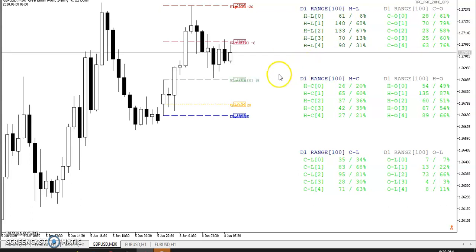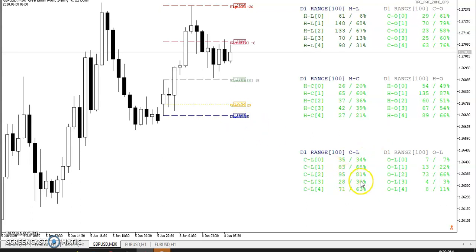And then we also are looking at the high minus the open. Right now we're at 54 pips, 49% have been below that. Open minus low is only 7 pips, 7%. So this is telling me, once again, this price is probably going to range. Those numbers are low. It's when they get up in the 80s, or down to the 20s, that's when you look for things to happen.